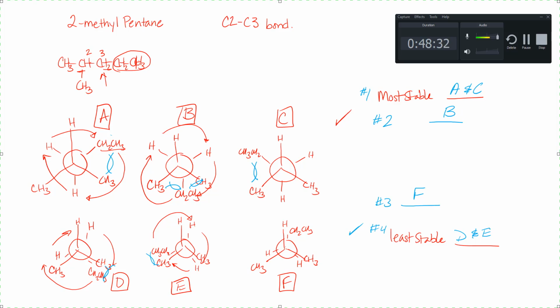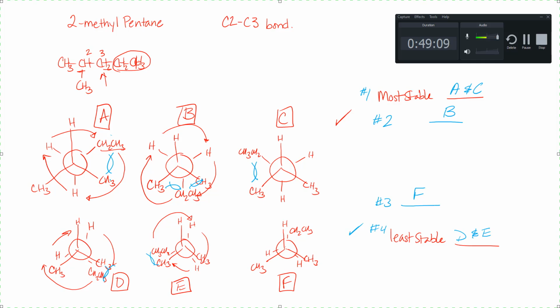Okay, so that's how we would analyze an alkane. If I give you the name and if I tell you what bond to look down, I will ask you to write all 3 staggered, all 3 eclipsed, and then rank them according to energy. The number of gauche interactions for staggered destabilize the molecule, and the bigger the groups that are gauche, the more unstable the interaction and the more unstable that conformation.